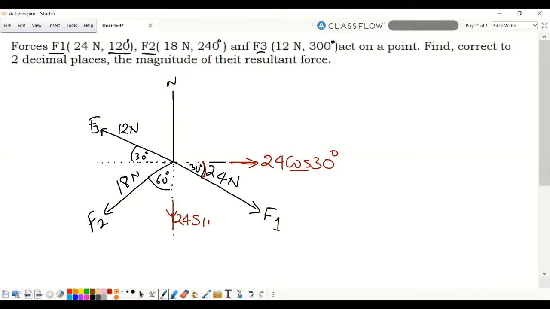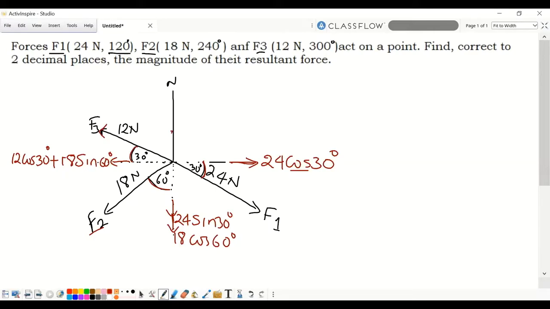24 sine 30 degrees. The second force F2 is making 60 degrees to this line, so this will be cos because the angle is here. So 18 cos 60 degrees will be the component of the second force F2 downwards. Now there will be a component this way also, which will be 18 sine 60 degrees. All right. The third force is F3, which is 12 Newtons, and the angle is here. So cos will be here, 12 cos 30 degrees.